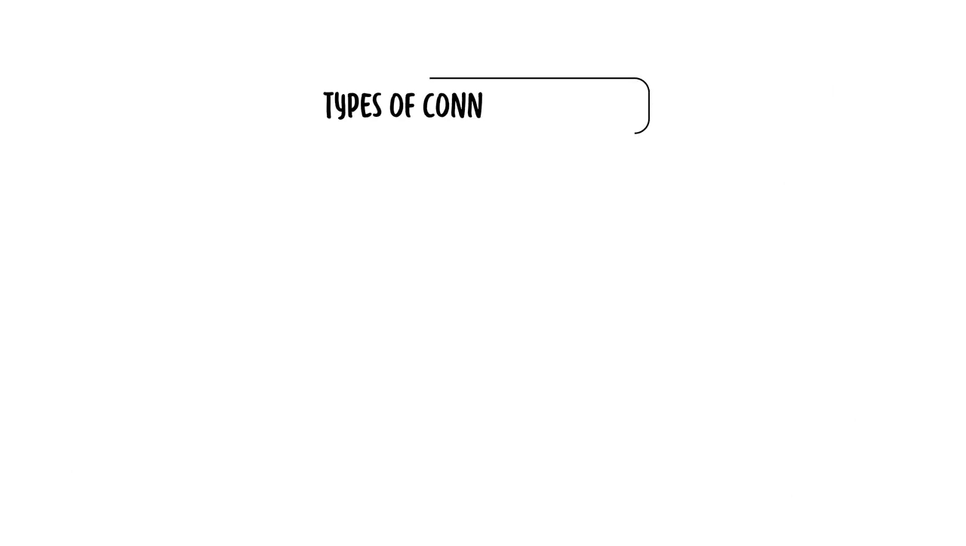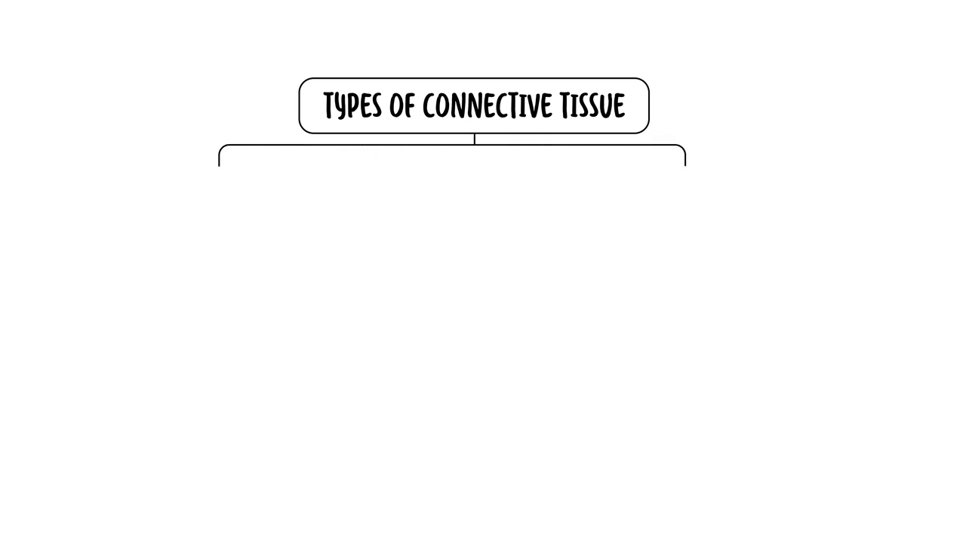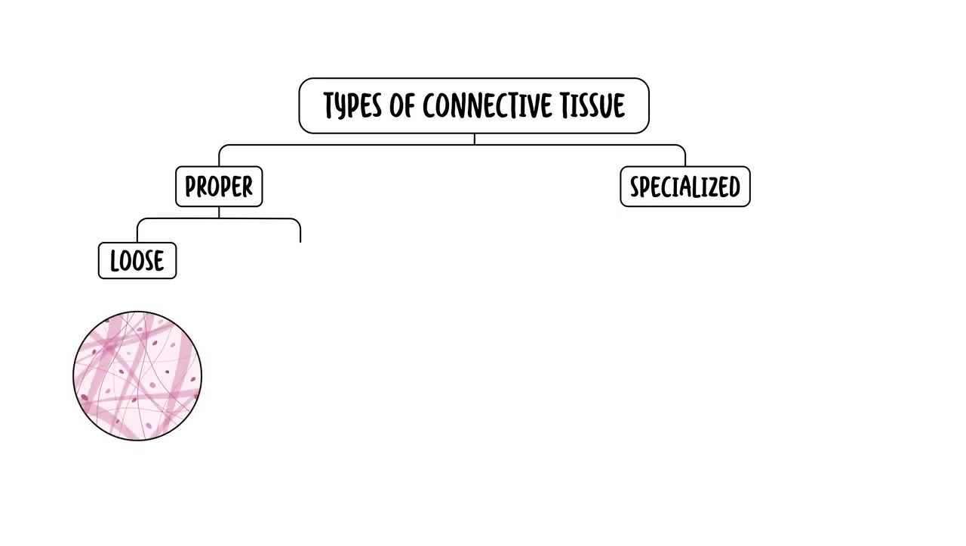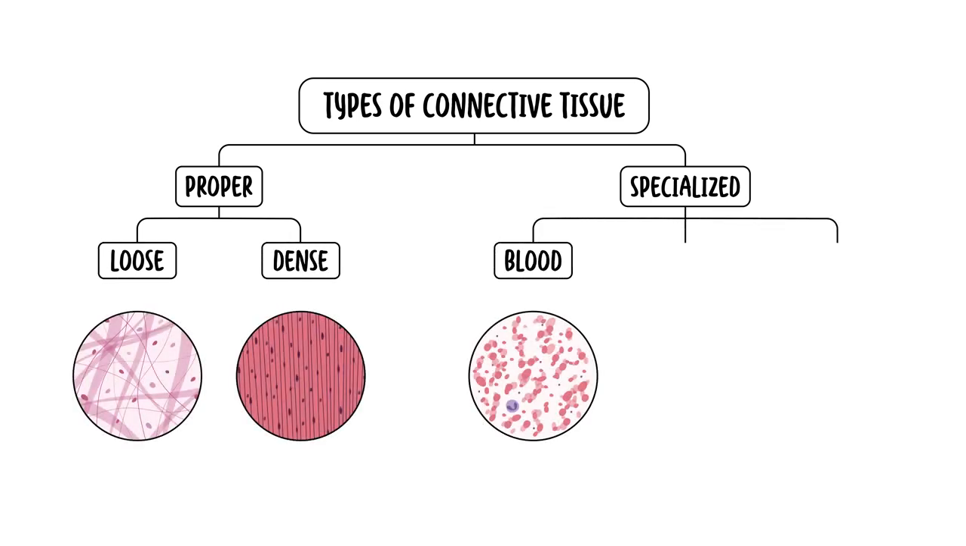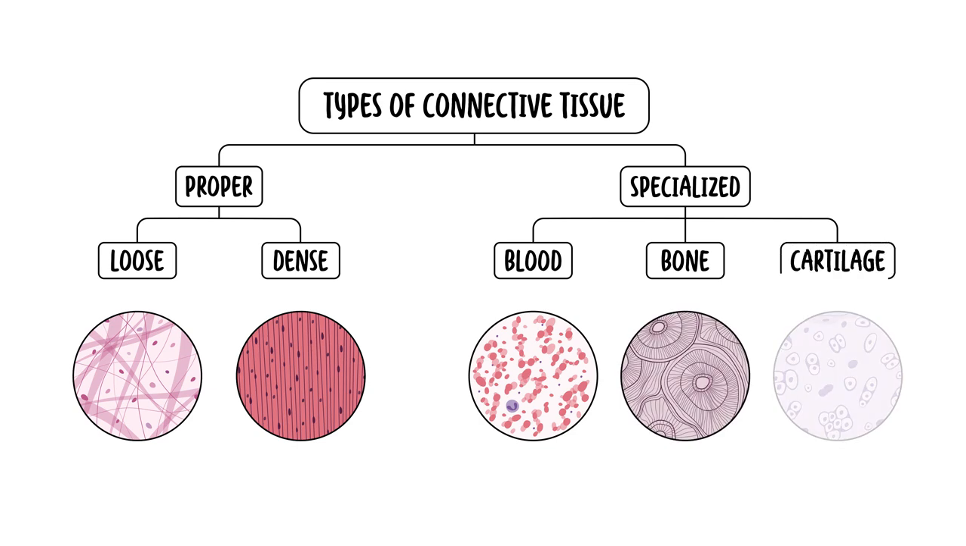Based on the cells present and the extracellular matrix structure, we differentiate two types of connective tissue. You can have connective tissue proper and specialized connective tissue. Now, there are many other ways that connective tissue can be categorized, but I think this is an easy way. So connective tissue proper can be further divided into loose connective tissue and dense connective tissue. Specialized connective tissue includes blood, bone, and cartilage.